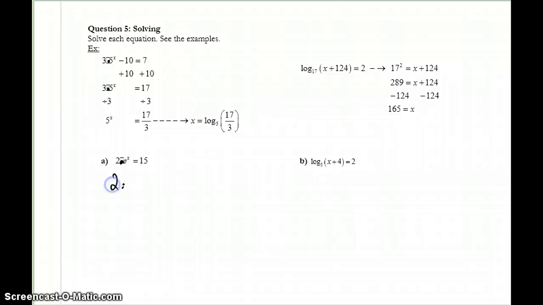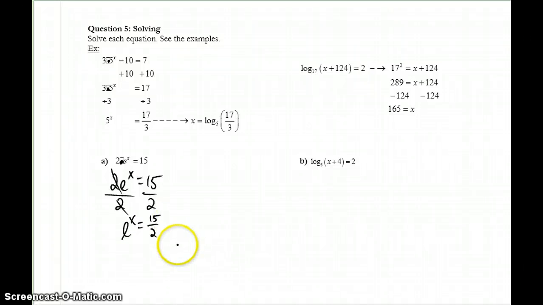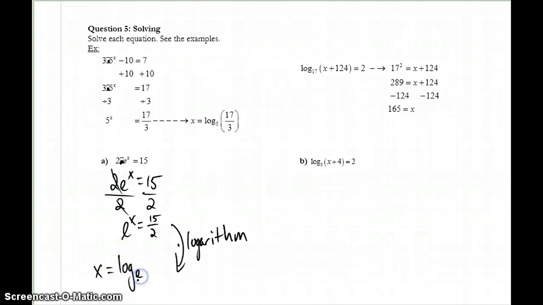If I have 2 times e to the x equals 15, first thing I want to do is get e to the x alone. So I divide by 2. I get e to the x is equal to 15 halves. To solve an exponential problem, I'm going to have to rewrite it as a logarithm. The logarithm is always equal to the exponent. The base of the exponent is always the base of the logarithm. The input of the logarithm is what the exponential problem was equal to.